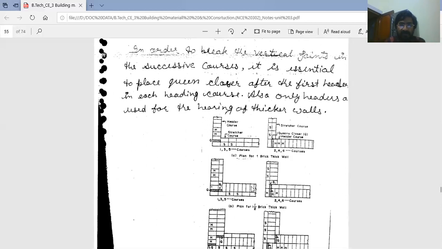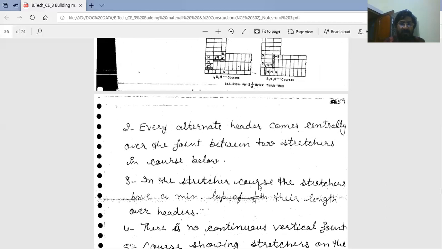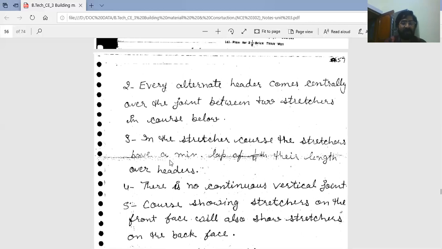This is the plan of English bond. Every alternate header comes centrally over the joint between two stretchers in the course below. These are the salient features of English bond.